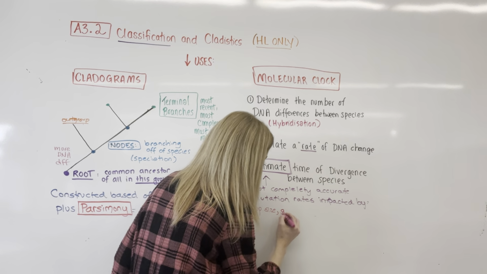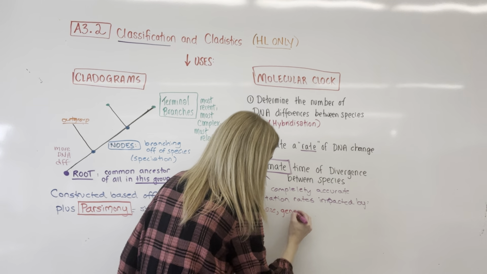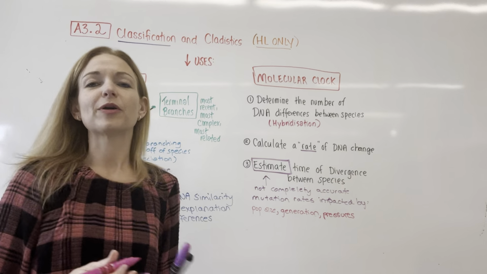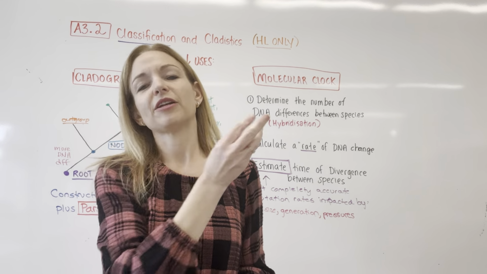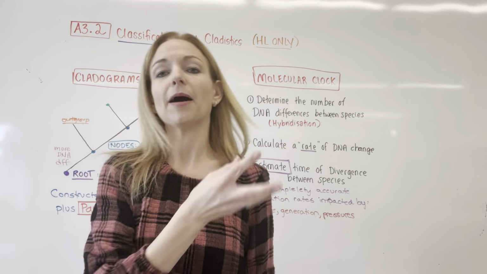The generation length: the more reproducing they do, that's why bacteria can become antibiotic resistant in a short period of time, because they have short generations. And then also the extent of pressures, so selective pressures. If you have really strong selective pressures that very quickly kill off a large number of individuals, it's going to speed up natural selection and therefore make those changes become more common quickly. So those are some factors that speed that up.